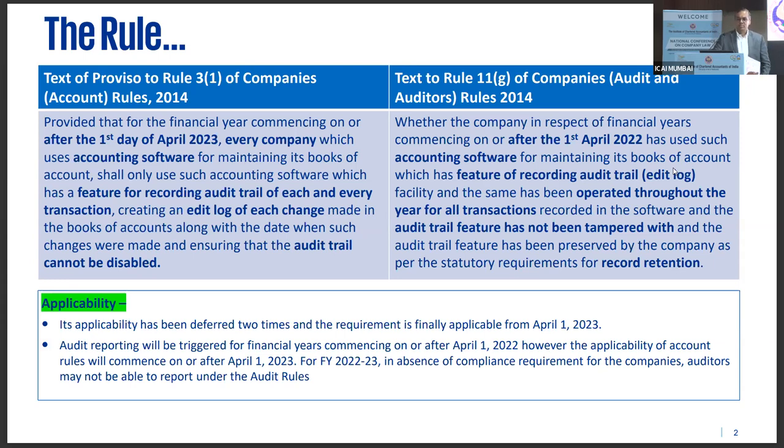What does the provision say? From a Companies Act rule perspective, for the financial year commencing on or after 1st April 23, every company which uses accounting software for maintaining its books of account shall use only such accounting software which has a feature of recording audit trail, maintaining an audit edit log of each of the changes, and the audit trail cannot be disabled.